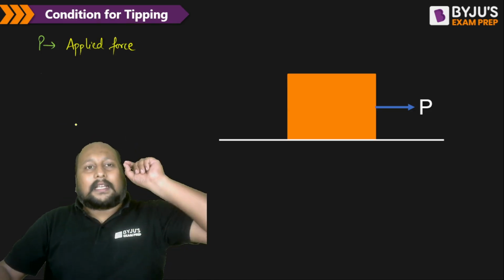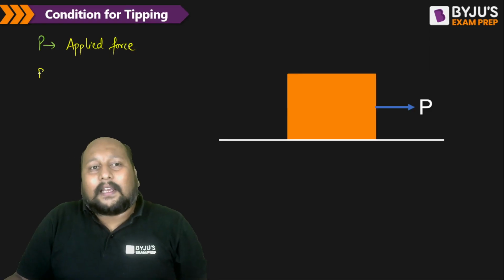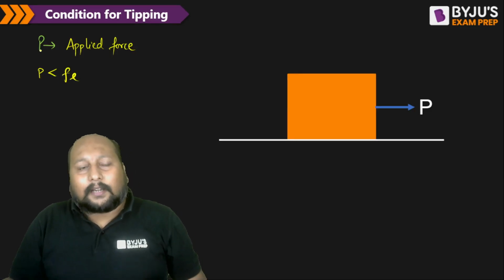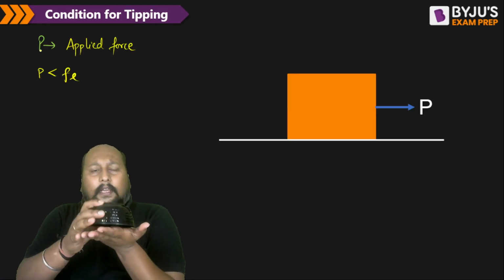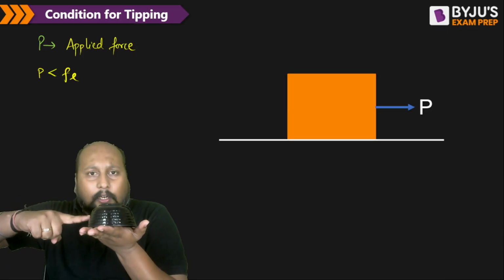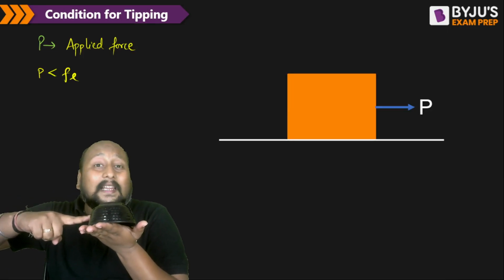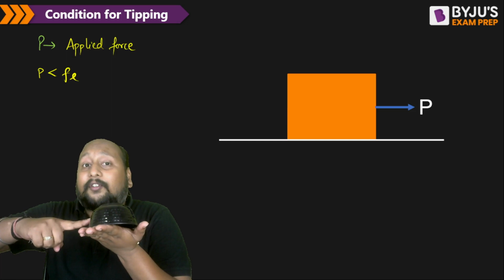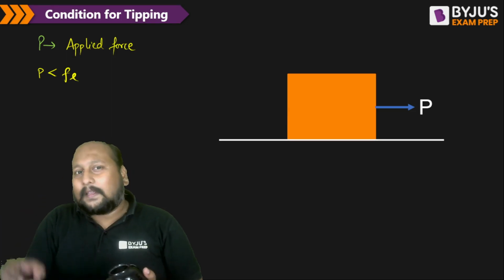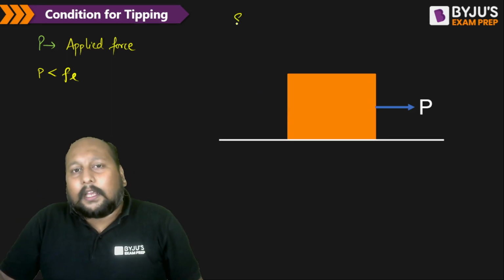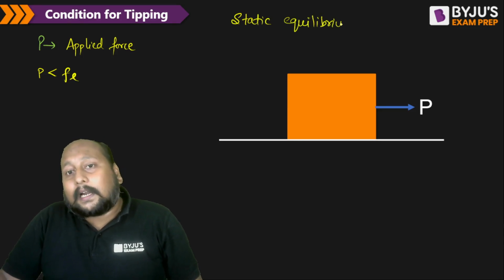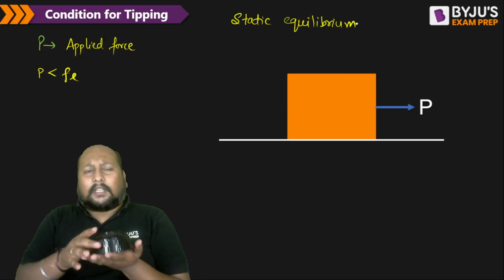Such that this applied force is less than the limiting friction. That means if I say this is that body, I'm applying a force on this particular body, but this force is less than its limiting force. That means this force is not sufficient to move this body. That means, can we say this entire body will still be in static equilibrium? Yes, this body will still be in static equilibrium. Why? Because this body is at rest only.